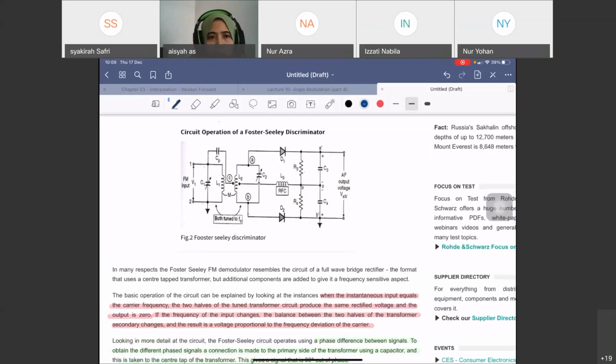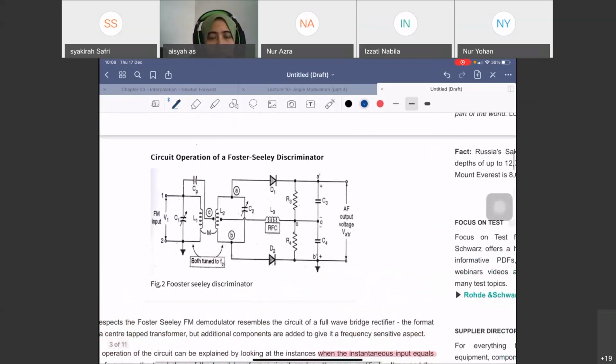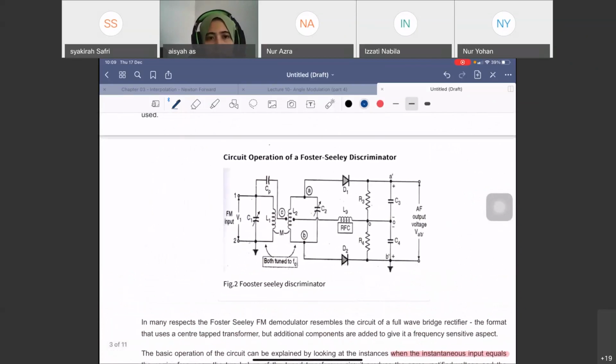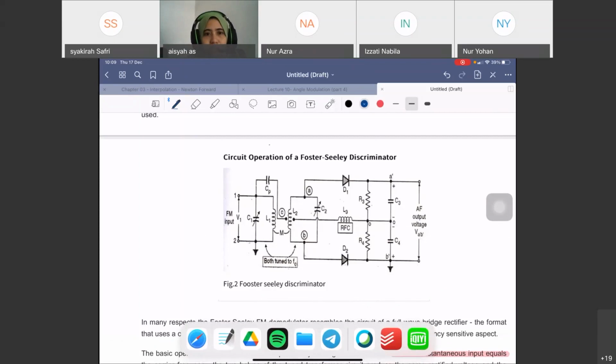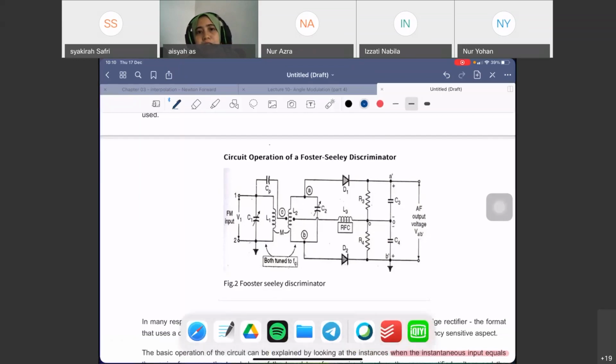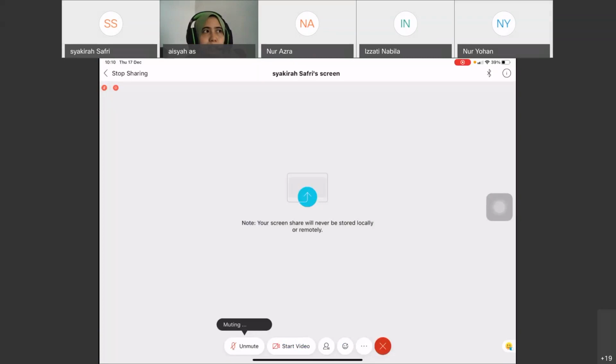So the CP that Shakira mentions is to detect the phase difference. Before this, the Round Travis only detects the frequency, that means the frequency deviations. For Foster Seeley, we add the CP there to get the phase discriminator. So okay, thank you, Shakira, for the explanations. Good explanation. So this is the circuit of Foster Seeley. So just remember the circuit of Round Travis and add the CP and L3 there at the center of the secondary transformer. Okay, proceed with the second group to present about the ratio detector.